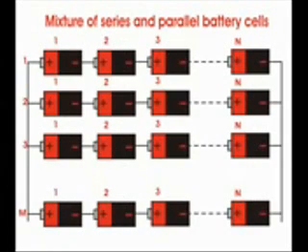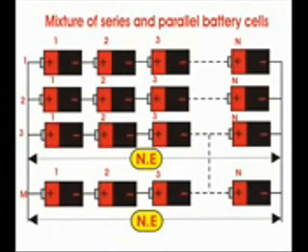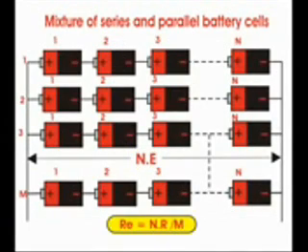Let m number of series, each containing n number of identical cells, be connected in parallel. Again, assume the EMF of each cell is E and the internal resistance of each cell is R. As n number of cells are connected in each series, the EMF of each series as well as the battery will be n into E. The equivalent resistance of the series is n into R. As m number of series are connected in parallel, the equivalent internal resistance of the battery is n into R divided by m.